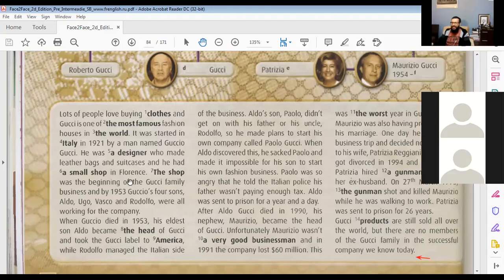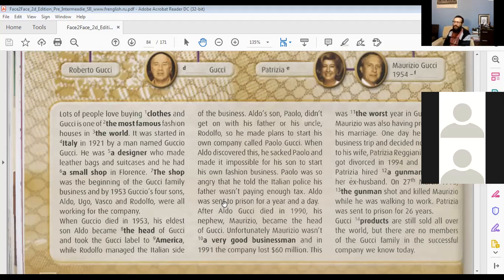What do you think of this story of the Gucci family? Is it a happy story? No, sad story. I agree. I don't think it's a happy story. What do you think of the members of the family? Do you think they're nice people? Unlucky people.